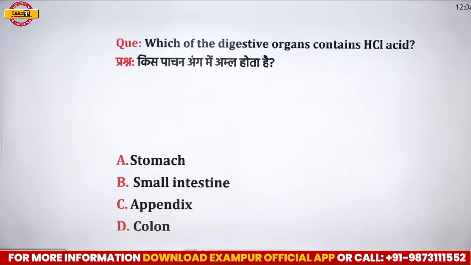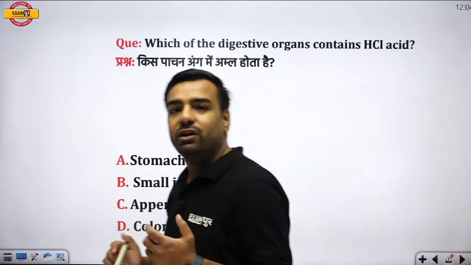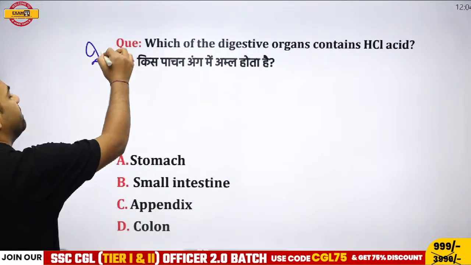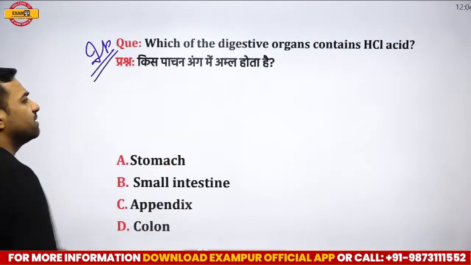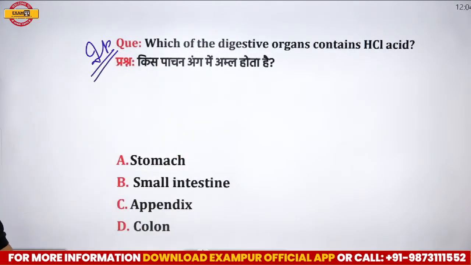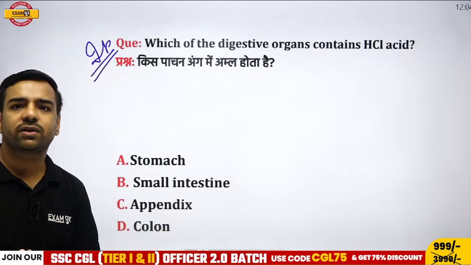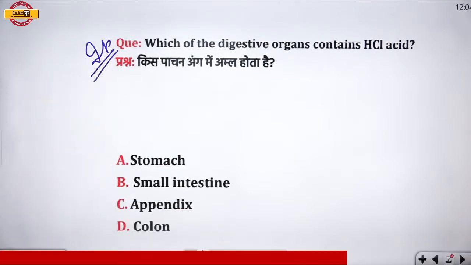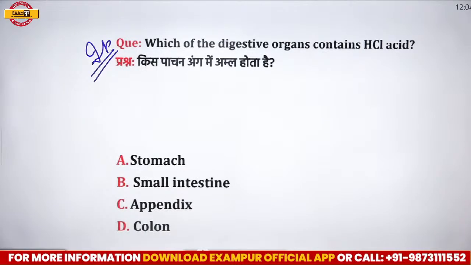Which of the following digestive organs contains HCl acid? Now this question we have already discussed many times, right? But it is very important. Since it is important and repeatedly asked, we must be aware of this answer. What is the correct answer? Which digestive organ contains HCl acid? So what is the correct answer here? Vikram, Akileshwar and everyone else who is there in the session, kindly start answering this part. Please, waiting for the answer.